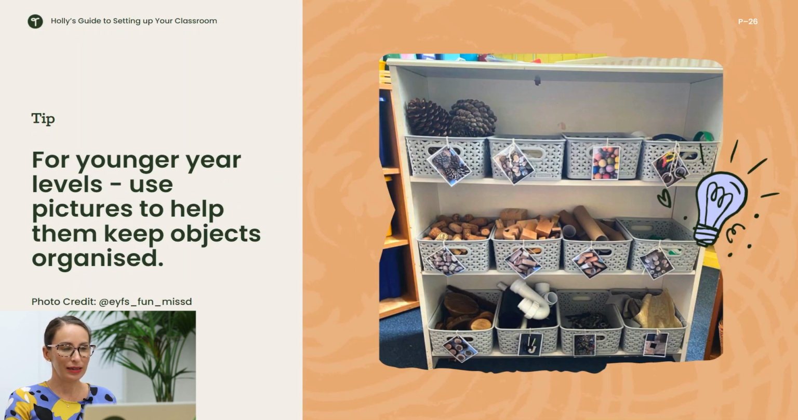I really loved this one as well for younger year levels, using actual pictures of the items. If they're learning to read, you could put the word on the other side as well, so they could flip it. But initially, having those photos is really going to cement and push them to put the right items back in the right baskets, rather than them just chucking it all in the bottom baskets. This has got the images, and they know exactly where things go. So I really loved that little tip from that Instagram page.